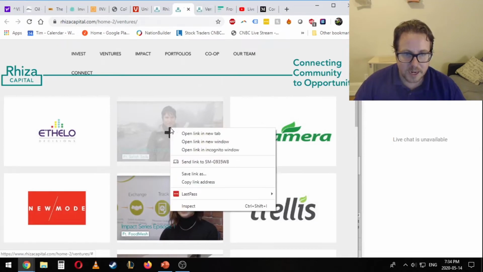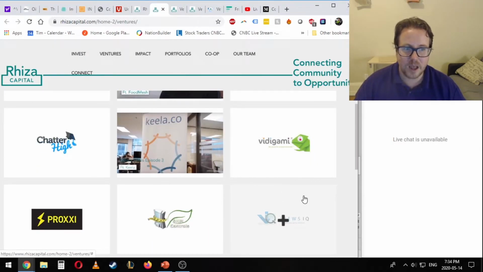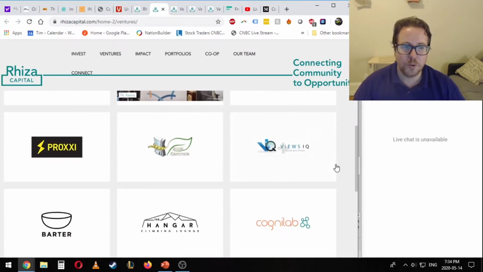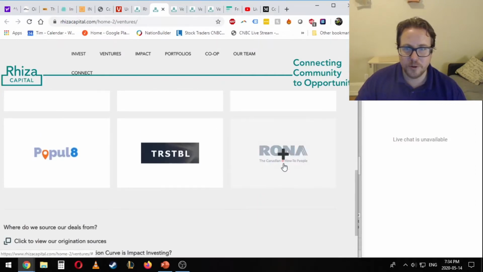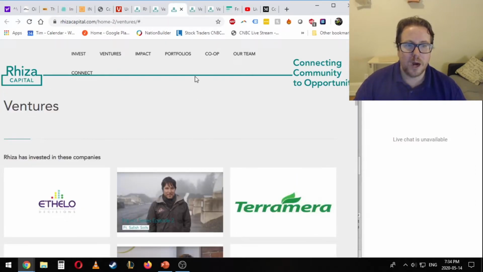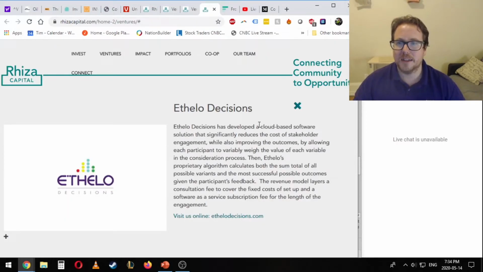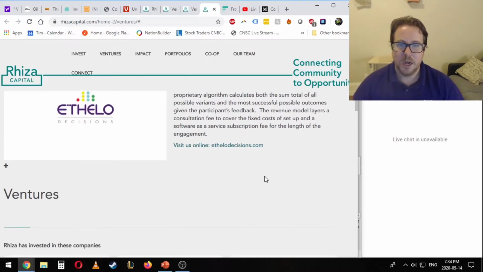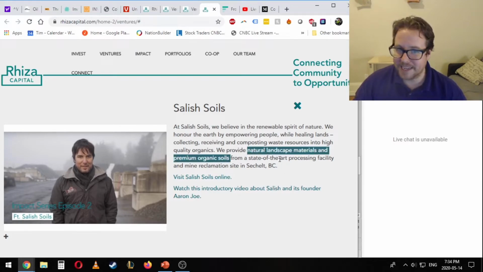Atello, this looks like Salish Soils, New Mode. So there is going to be more tech side. We could go through these companies, the Hangar, a climbing lounge, right? Rona, that's kind of interesting. Oh, here we go. So this is a cloud-based software solution, right? So more on the tech side. We can see here, this is going to be Salish Soils. What they're doing is natural landscape materials and premium organic soils.